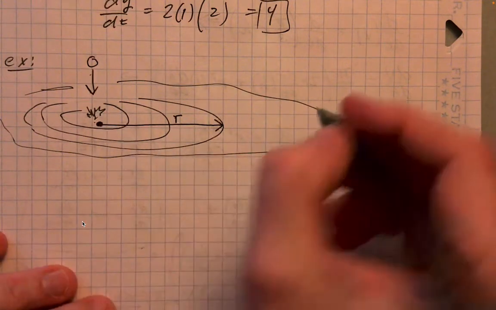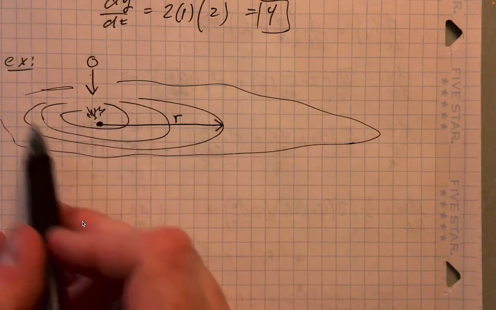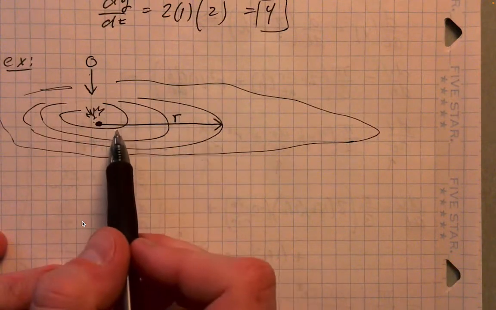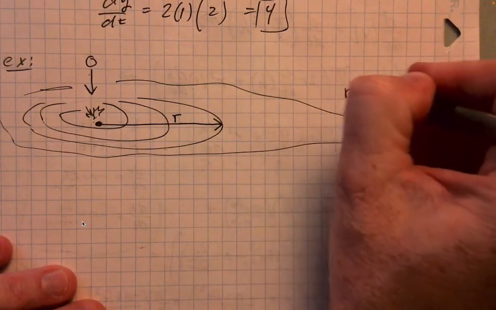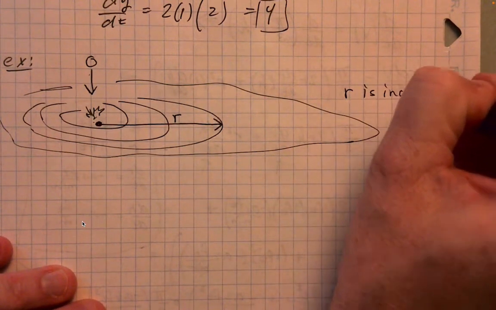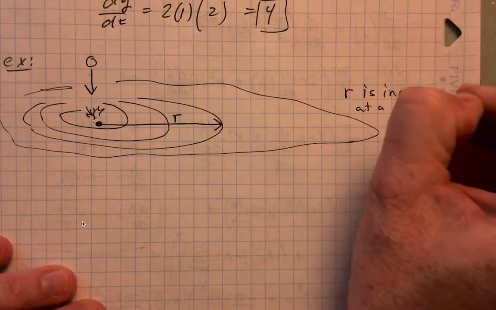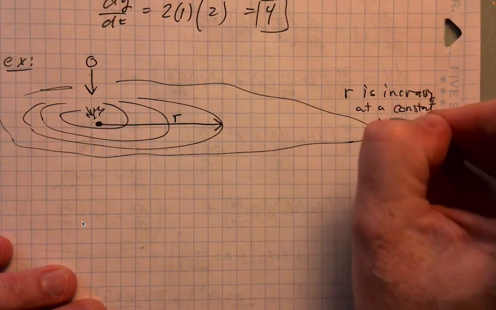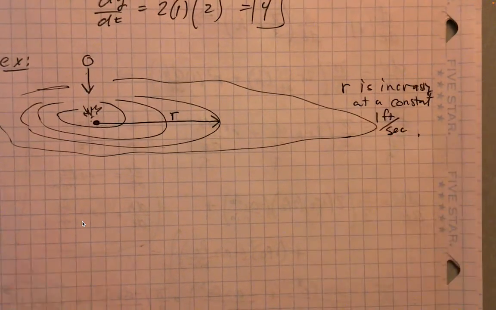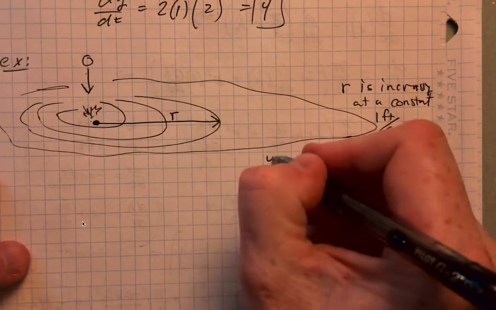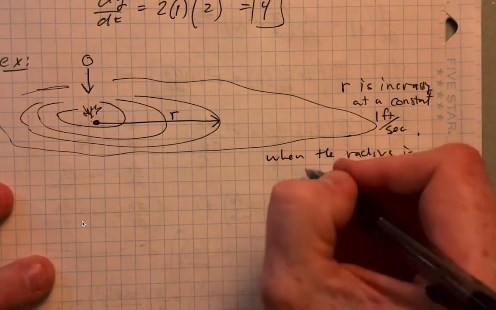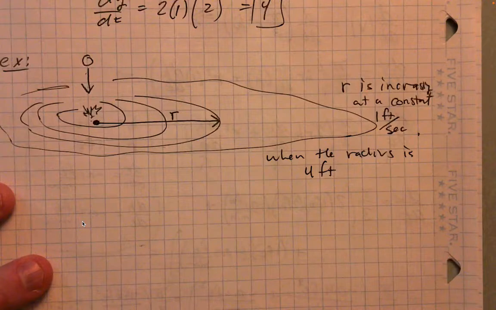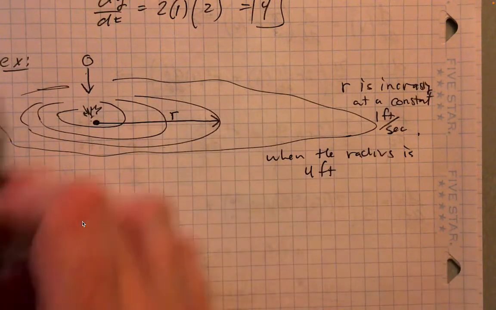The assumption here is that the radius r is increasing at a constant rate of 1 foot per second. So r is increasing at a constant 1 foot per second. That's the given information. And the question is, when the radius is 4 feet, what's the rate of increase of the area of the disturbed water?